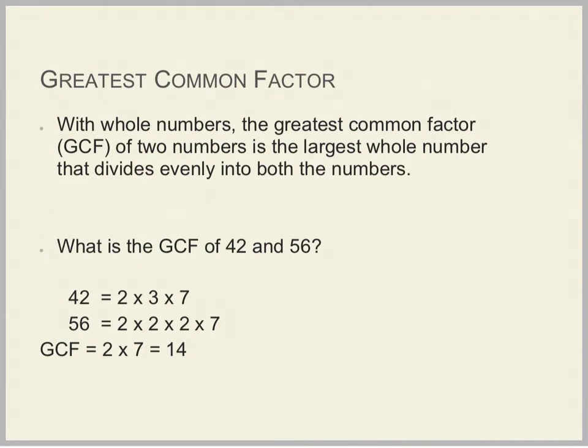So the greatest common factor, specifically when we're looking at two numbers, is the largest whole number that divides evenly into both of those numbers. So if we look at 42 and 56, we can write it out in its prime factorization. 42 is 2 times 3 times 7, and 56 is 2 times 2 times 2 times 7. What's in common? Well, both have a multiple of 2, and both have a multiple of 7. So 2 times 7, or 14, is the greatest common factor.